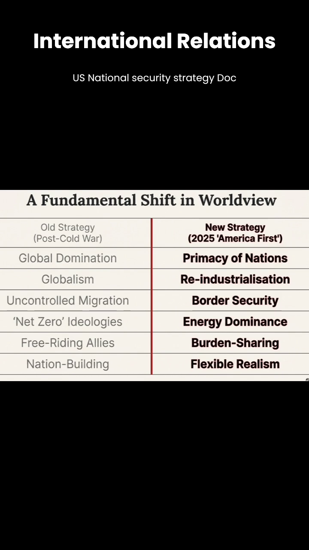And then previously it followed free riding. That means American taxpayers' money went to solve the disputes of those allied countries. Now it wants to change it to burden sharing. That means they have to make a commitment of 5% of GDP to defense so that they can buy high-tech American defense technologies.